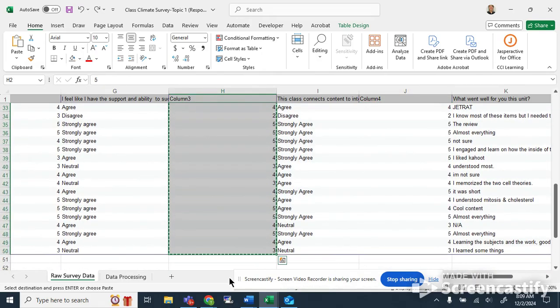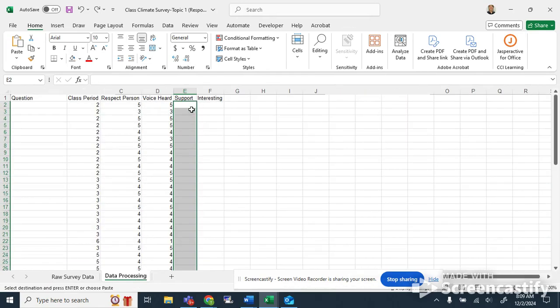So once you have all your data in, which I should have in just a second, then you can actually start doing the interesting stuff.